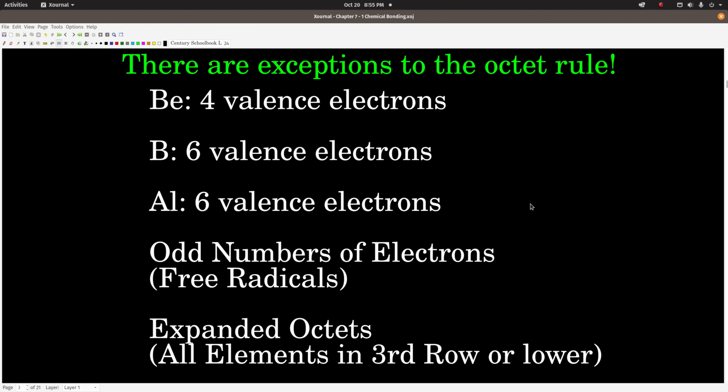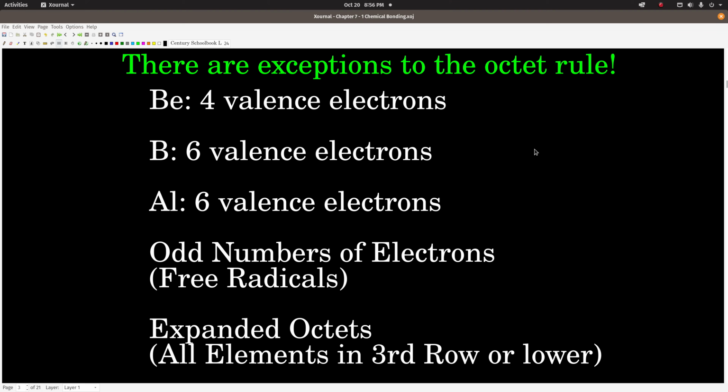There are exceptions to the octet rule, and you should definitely memorize these because they pop up. Beryllium ends up being satisfied with only 4 valence electrons. Don't try to put more. Boron has 6, aluminum also 6. Now, we're talking about molecular compounds here mostly, but add aluminum in there.